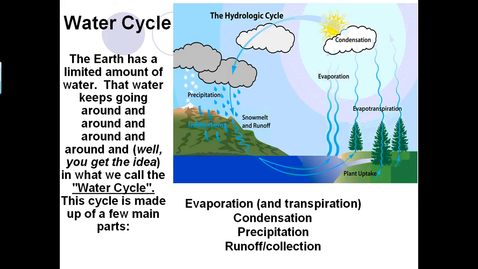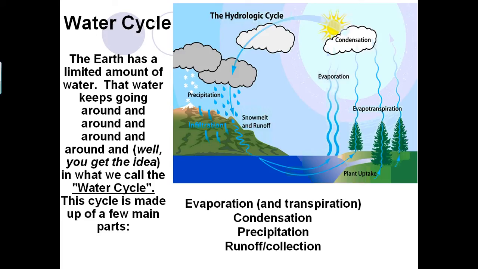The Earth has a limited amount of water. That water keeps going round and round and around and around, and well, you get the idea. The circular motion of the water is called the water cycle. There are several main parts to the water cycle.